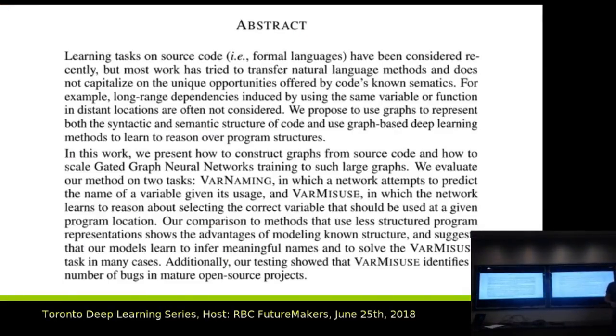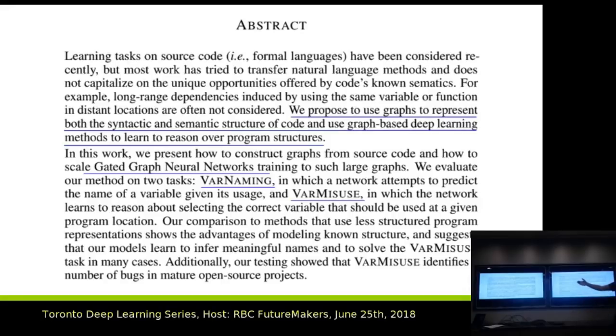So we're going to look into two use cases that they talked about in this paper. The main contribution of the paper, from the abstract, is that they propose to use graphs to represent the syntactic and semantic structure of source code, and use deep learning to learn a representation from those graphs. They use this thing called gated graph neural networks, which I will explain, and they do two tasks, namely variable naming and variable misuse. Again, I will tell you what they are down the line.